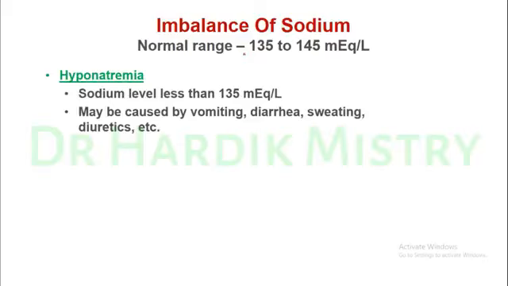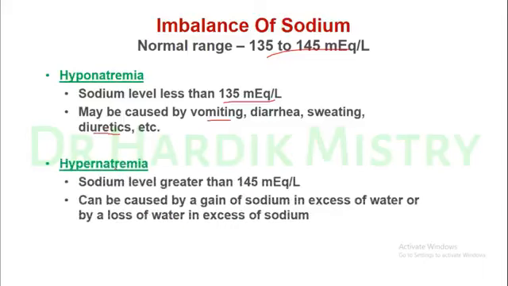Now, the imbalance of sodium. The normal range of sodium is 135 to 145 milliequivalents per liter. Hyponatremia is when the sodium level is less than 135 milliequivalents per liter. It may be caused by vomiting, diarrhea, sweating and diuretics. Hypernatremia is when the sodium level is greater than 145 milliequivalents per liter, and it can be caused by a gain of sodium in excess of water or by loss of water in excess of sodium.